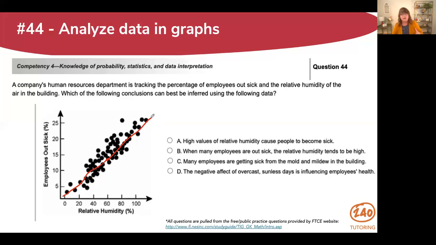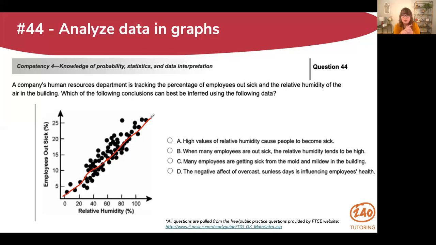So a positive correlation means both numbers are increasing. We're going up the vertical axis and further along the horizontal axis. A negative correlation is where it's going down. That means we're going down the vertical axis, but we're still moving forward along that horizontal axis.